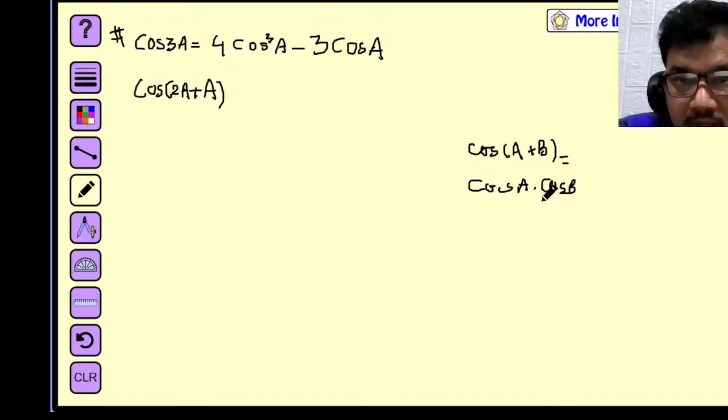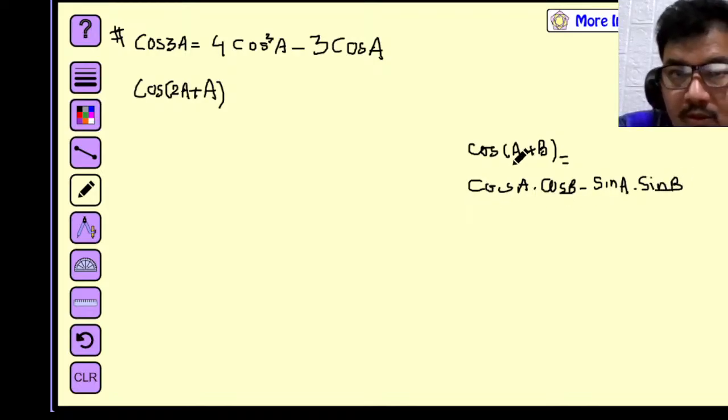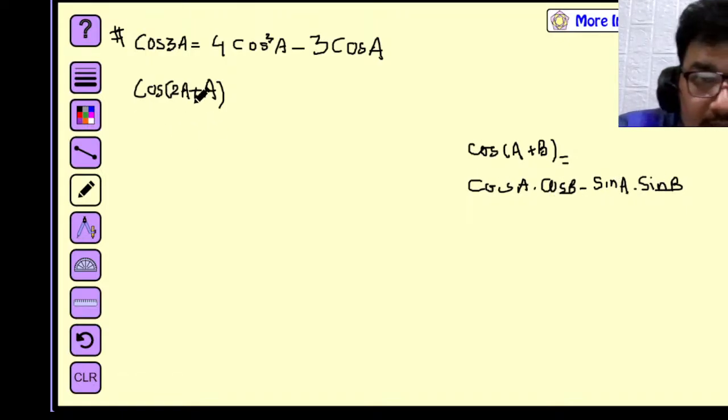Cos(a+b) means cos a into cos b minus sin a into sin b. Right? Then here, in place of a, there is 2a, and in place of b, there is a. That means what will be here?